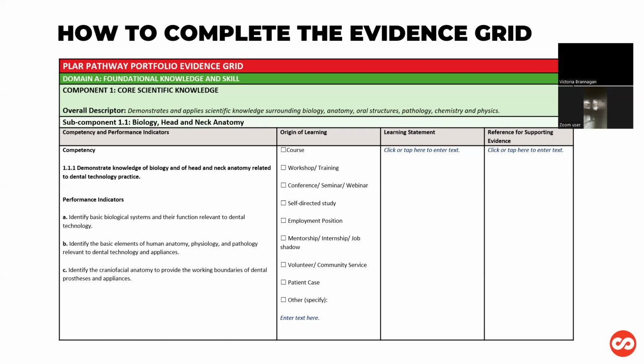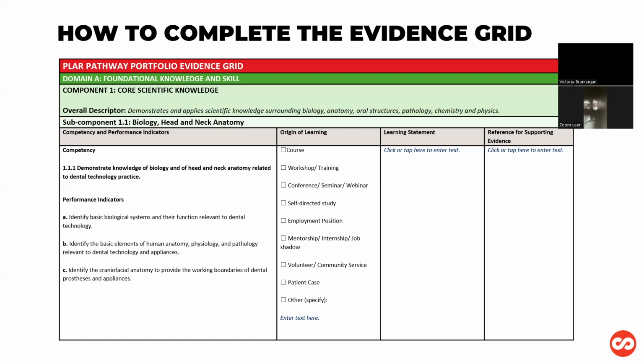So the clearer you are in the grid, the easier it will be for evaluators to see the strength of your portfolio. What you're seeing on the screen is just one small section of the grid, as you know. It shows a single domain, one of its components, and the descriptor for that component, a subcomponent, a competency, and competencies' performance indicators. The full evidence grid, of course, is much larger. It covers 3 domains, 8 components, 30 subcomponents, 32 competencies, and their performance indicators. But don't let this overwhelm you.